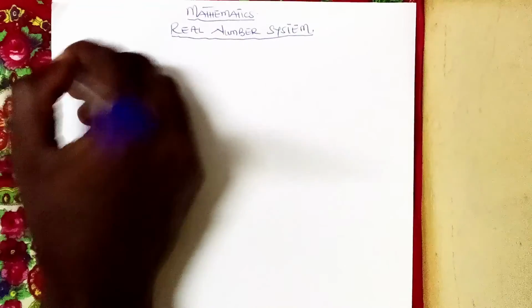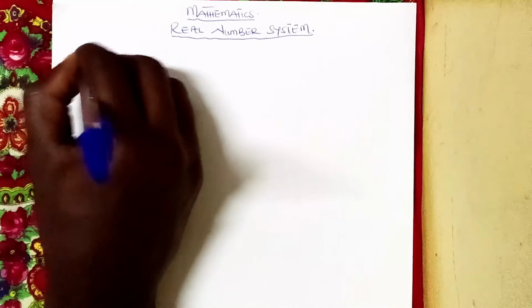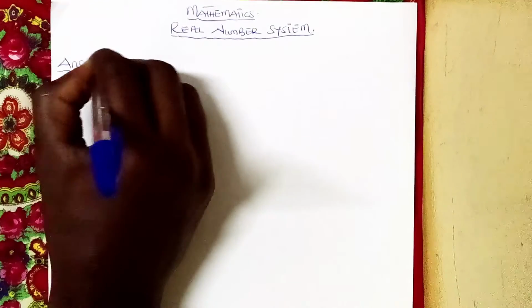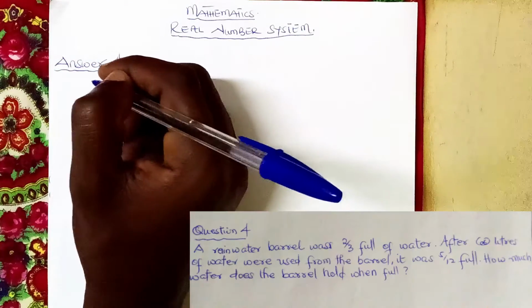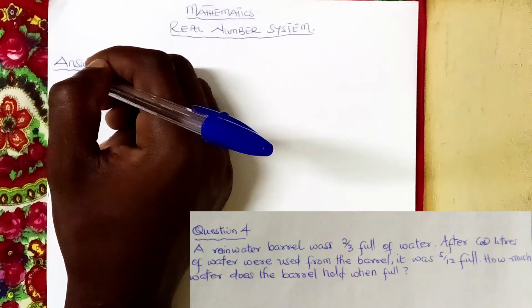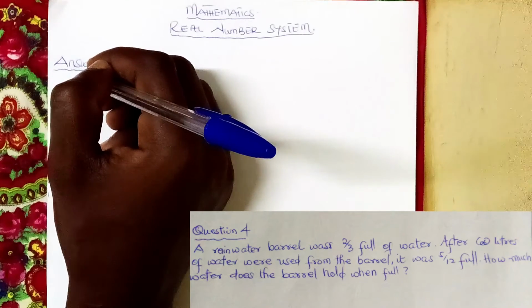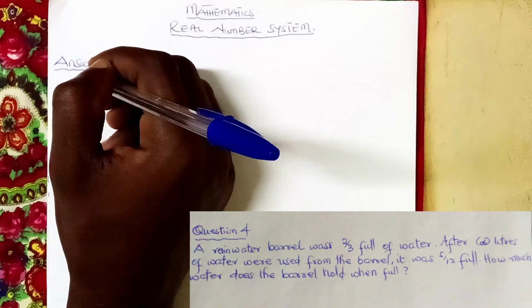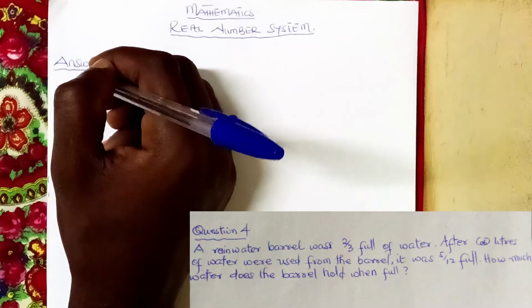Question 4. I have the answer for question 4, so let's answer question 4. I read: A rain water barrel was 2/3 full of water. After 60 liters of water were used from the barrel, it was 5 on 12 full. How much water does the barrel hold when full?